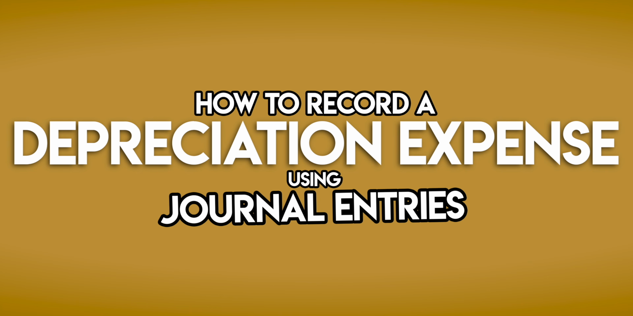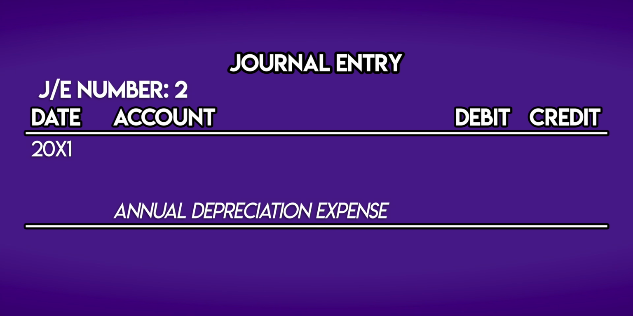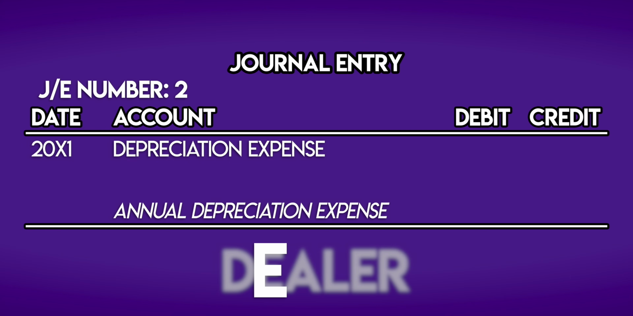How to record a depreciation expense using journal entries. During year one, you write off $800 as a depreciation expense to your income statement. What does this journal look like? We know it's going to hit the depreciation expense account in your income statement. Expenses are the first E in DEALER, normal debit accounts, which means that debits increase them. So you debit your depreciation expense account by $800 to increase it in your income statement.